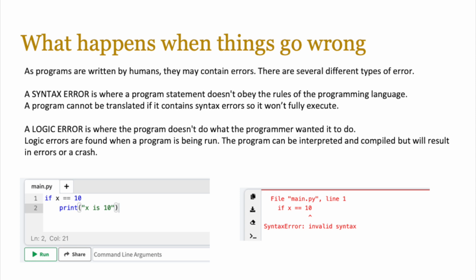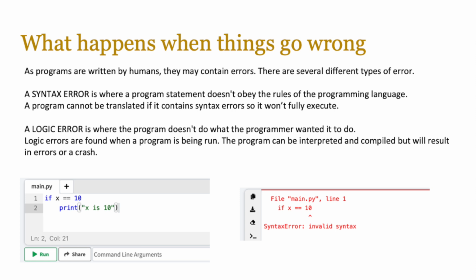As programs are written by humans, they contain errors, and there are different types of errors. The most common is a syntax error, where the program statement doesn't obey the rules of the programming language. For example, in Python, you're trying to type in print, but you accidentally type PRNT and miss the I, and that means the program won't execute. Or you might miss a bracket or a comma or a colon or something like that. A program cannot be translated if it contains syntax errors, so it won't fully execute.